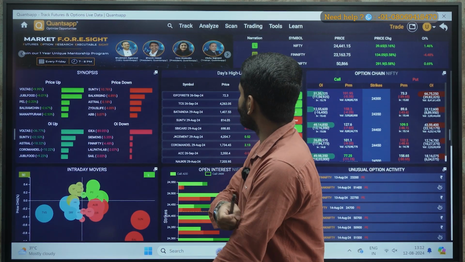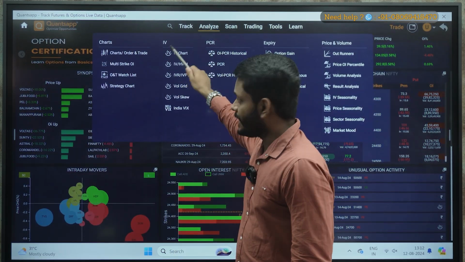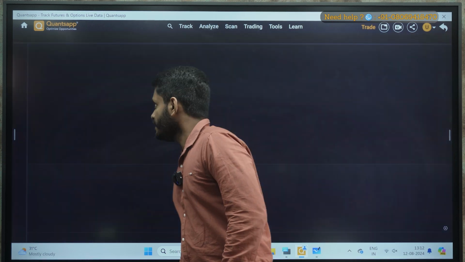Okay, so let's move on and let's check out today's Nifty and Bank Nifty's move. Go to analyze, go to chart order and trade.